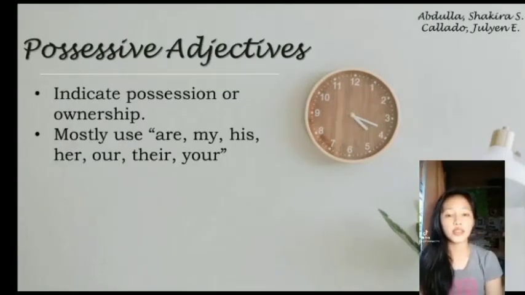So next we will discuss the fifth kind of adjectives, which is the possessive adjectives. When we say possessive adjectives, it indicates possession or ownership. It suggests the belongingness of something to someone or something. When there is a possessive adjective, there is also a possessive pronoun. But the only difference between these two is that the possessive pronoun functions alone without a noun, while the possessive adjective is always followed by a noun. Mostly used possessive adjectives are my, his, her, our, their, and your.